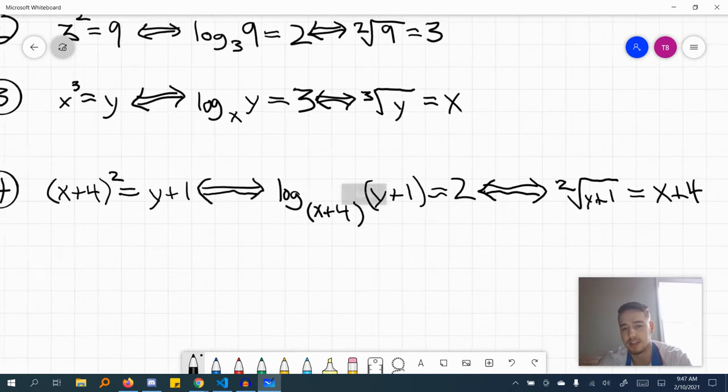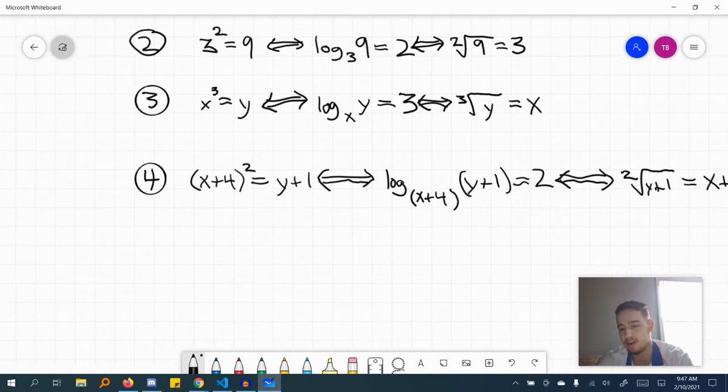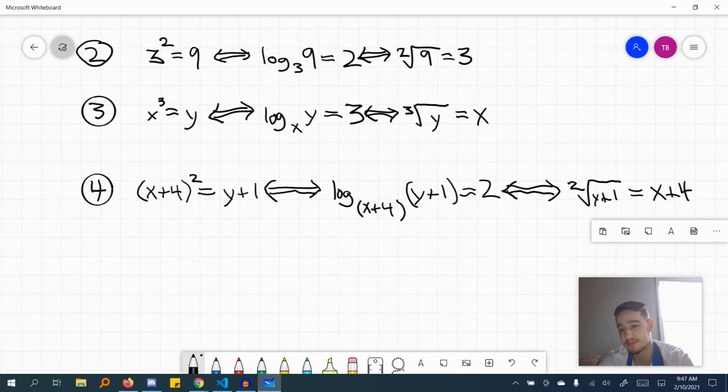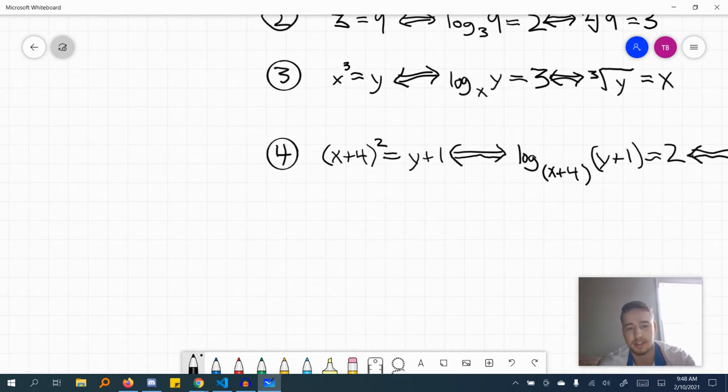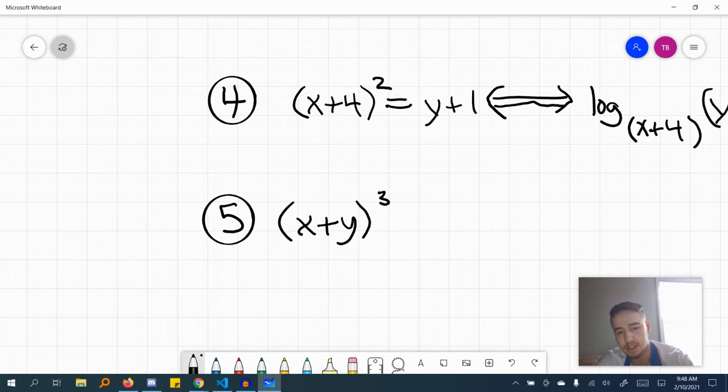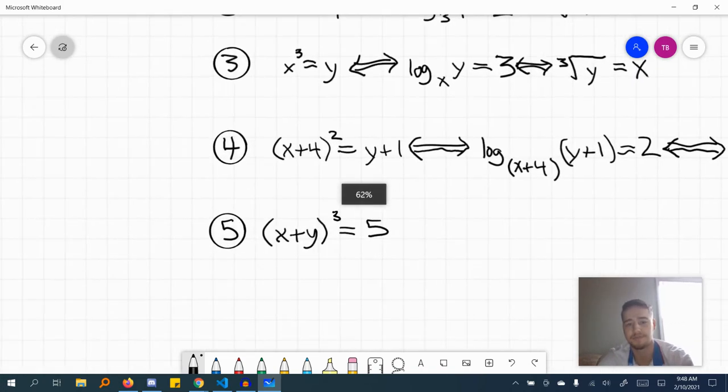So now knowing all these things, I'll give you all a couple of problems to work on your own, and then I'll share a little way that can make this a lot nicer. So let's see, number 5. Let's say (x + y)^3 = 5. I want you to translate this into a logarithm expression and into a radical expression in the same way that we just did the first 4.